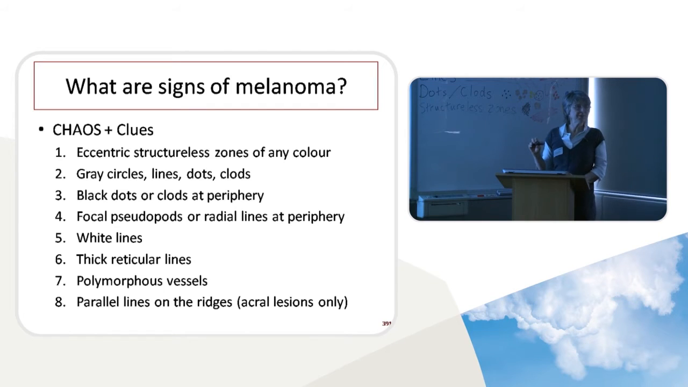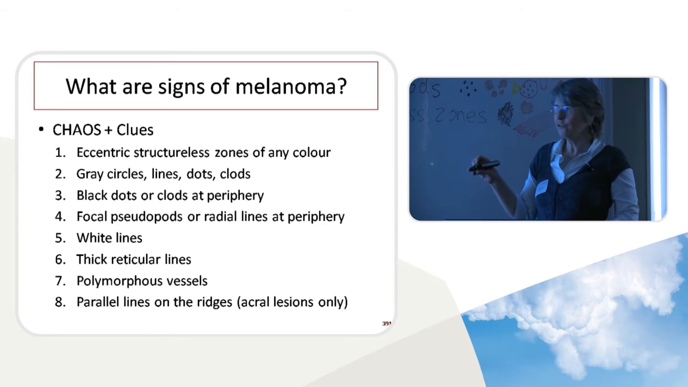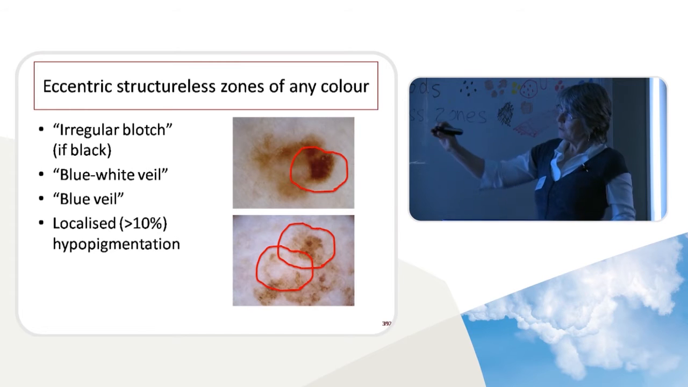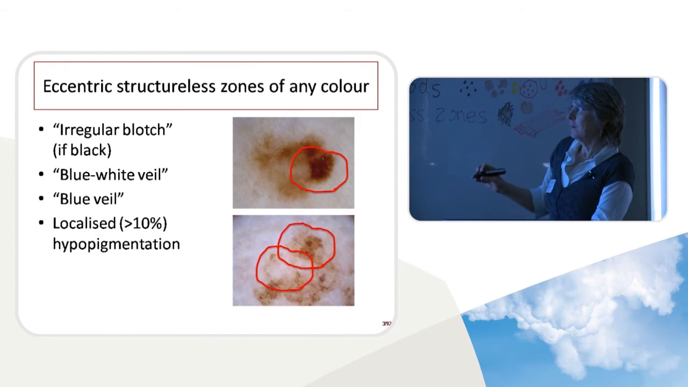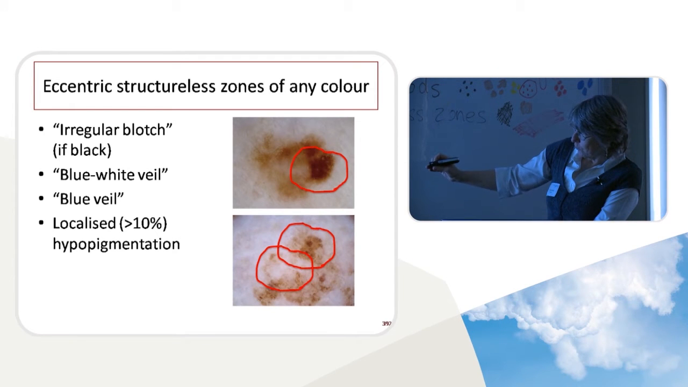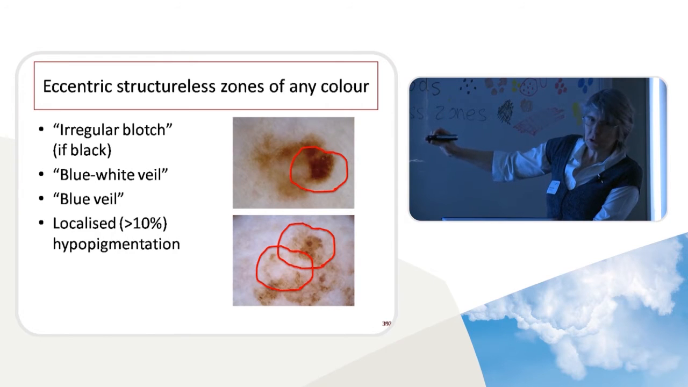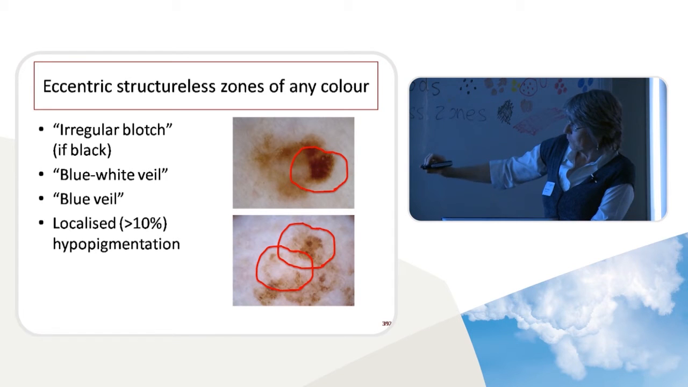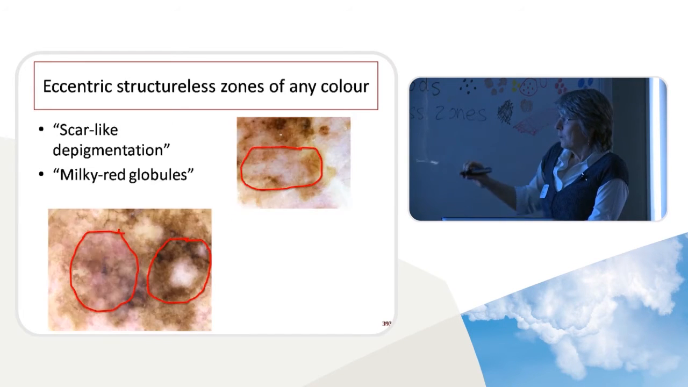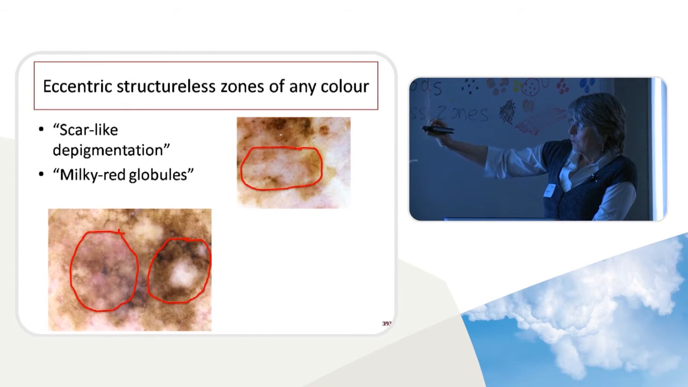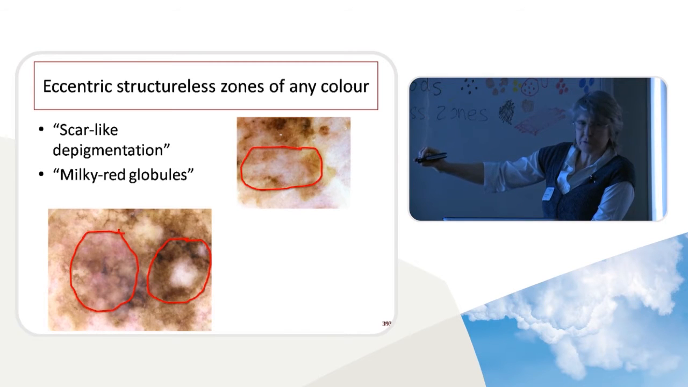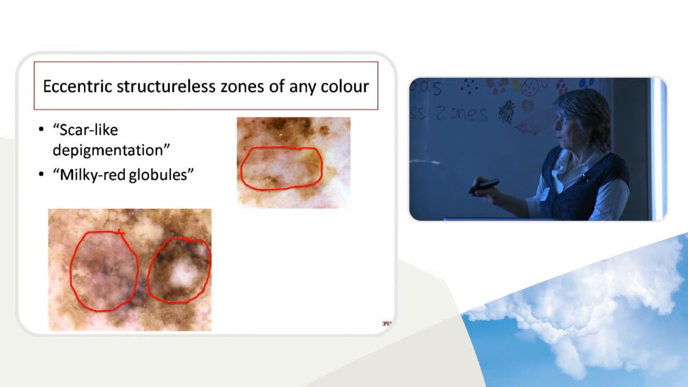So I just go through these clues. We've found a lesion that's asymmetrical in colour and structure, but we want to check that the clues are there before we submit the patient to an excision. Eccentric structureless zones, any colour, not skin coloured. So we can't include that one because it's the same as the surrounding skin, but we can include that which is not the same as the surrounding skin, or that. Eccentric, so not in the middle. They don't have to be pigmented, so you could have white. If it's whiter than the surrounding skin, that would be not skin coloured. And it could be pink as well.